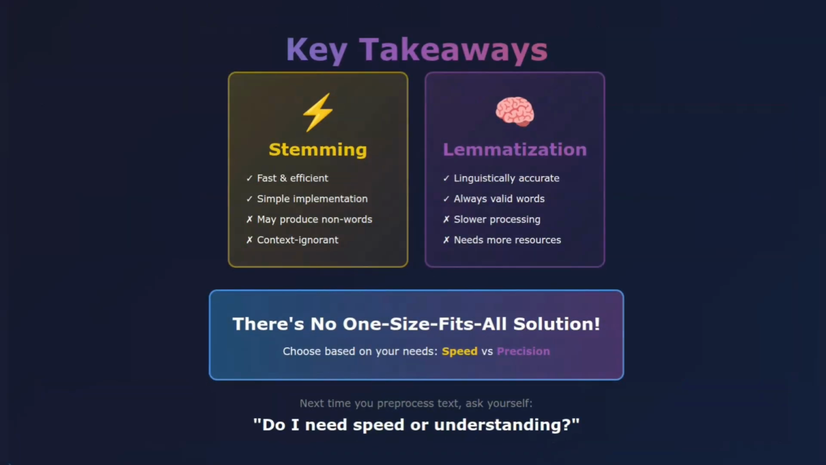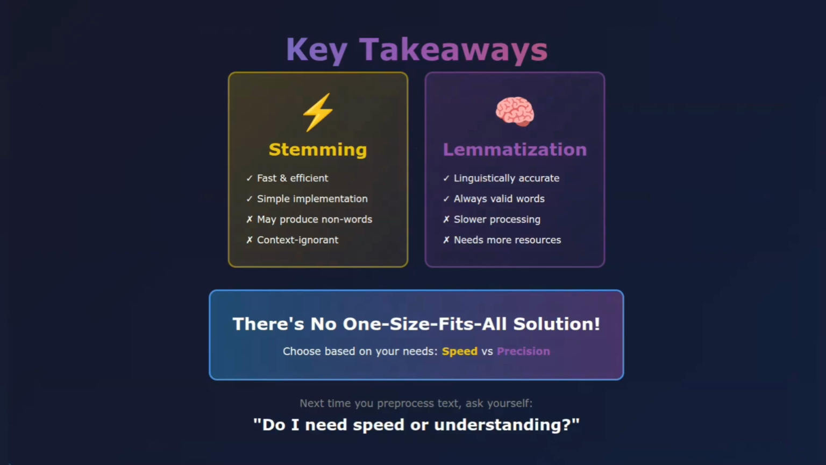All right, let's bring this all home with the key takeaways. Stemming: fast, efficient, simple to implement, but it can produce non-words and it's context ignorant, great for speed-critical applications. Lemmatization: linguistically accurate, always produces valid words, context-aware, but slower and needs more resources, great for accuracy-critical applications. And here's the big lesson. There is no one-size-fits-all solution. The best choice depends entirely on your specific use case.